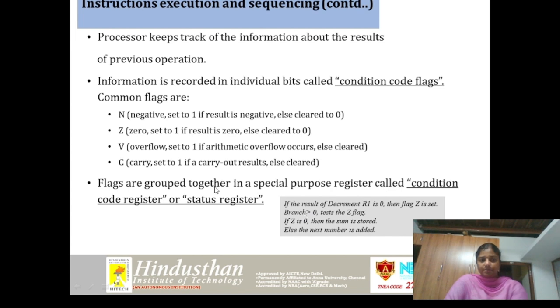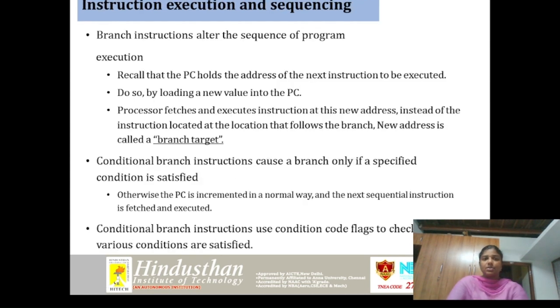Flags are grouped together in a special purpose register called the condition code register or the status register. It is also known as a status register because it displays the current status, whether the result is negative, 0, overflow or carry. This status is displayed here, hence it is known as a status register.